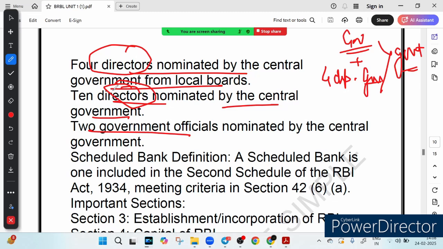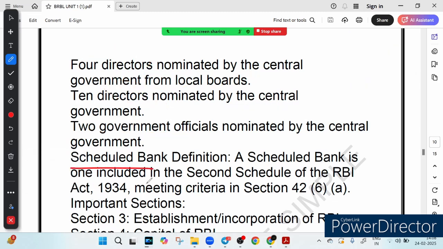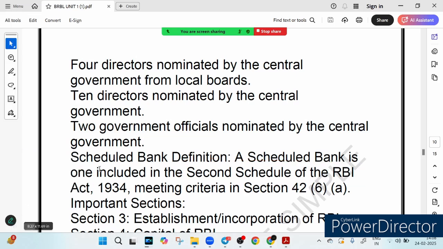Now let's talk about the scheduled bank definition. Just now we came to know about scheduled banks, what they mean. A scheduled bank is one that is listed in the second schedule of the RBI Act. Those banks which are listed in the second schedule of the RBI Act are called scheduled banks, which means they follow the rules of the RBI and meet specific requirements. If a bank is on the list, it is officially recognized by the RBI. That's called a scheduled bank.